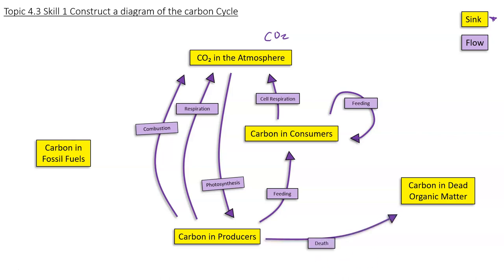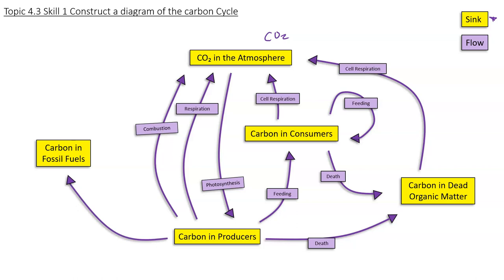Producers and consumers both die, and so through death, the carbon in them will at least go into this sink that is basically carbon in dead organic matter. Then saprotrophs, or the fungus, bacteria, mushrooms, stuff like that, will release the carbon in dead organic matter back to the atmosphere through their cell respiration processes. Again, that requires decomposers to do, but ultimately decomposers are decomposing the dead organic matter to return the carbon dioxide back to the atmosphere. And it's good because it just helps to cycle the carbon again.